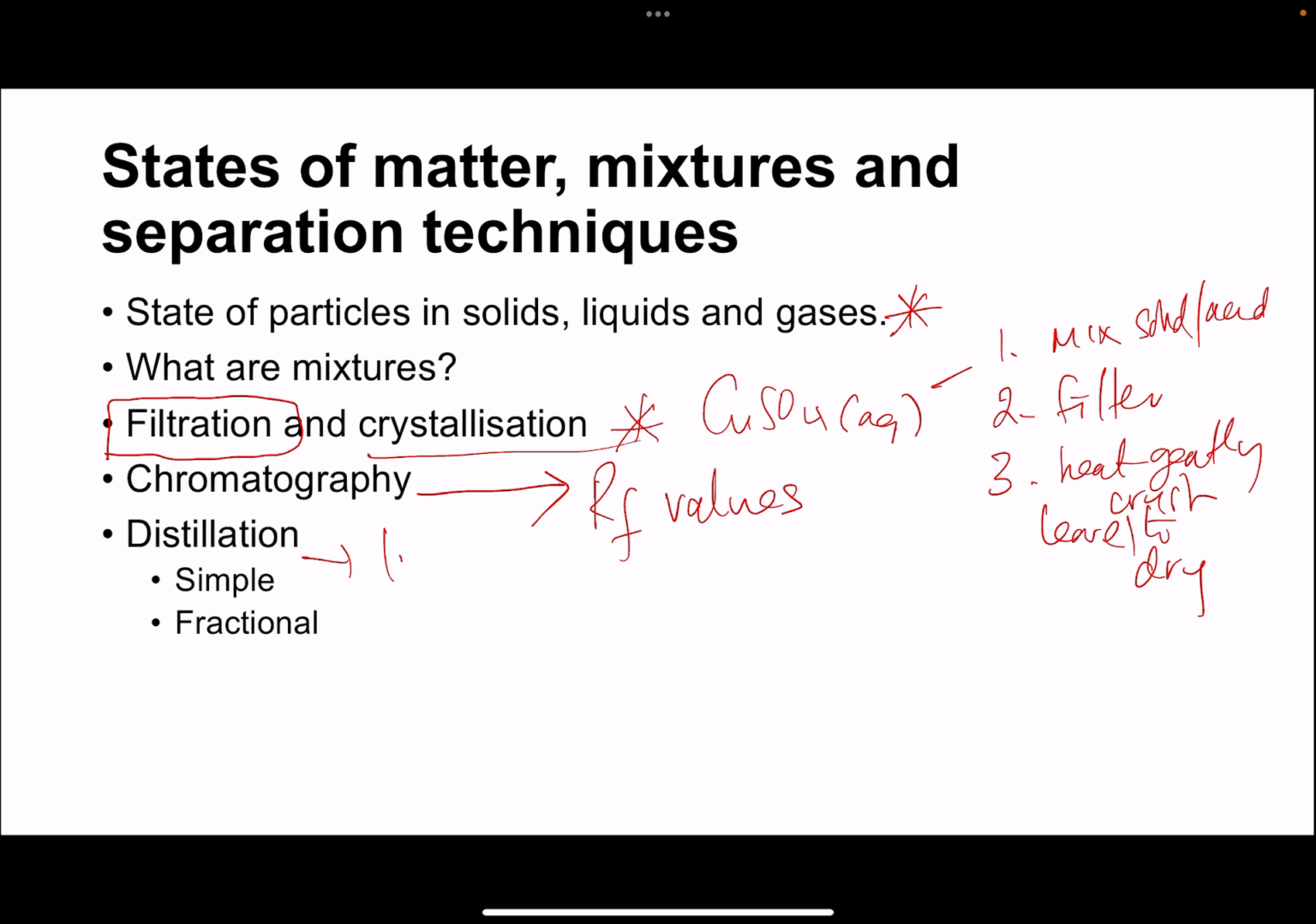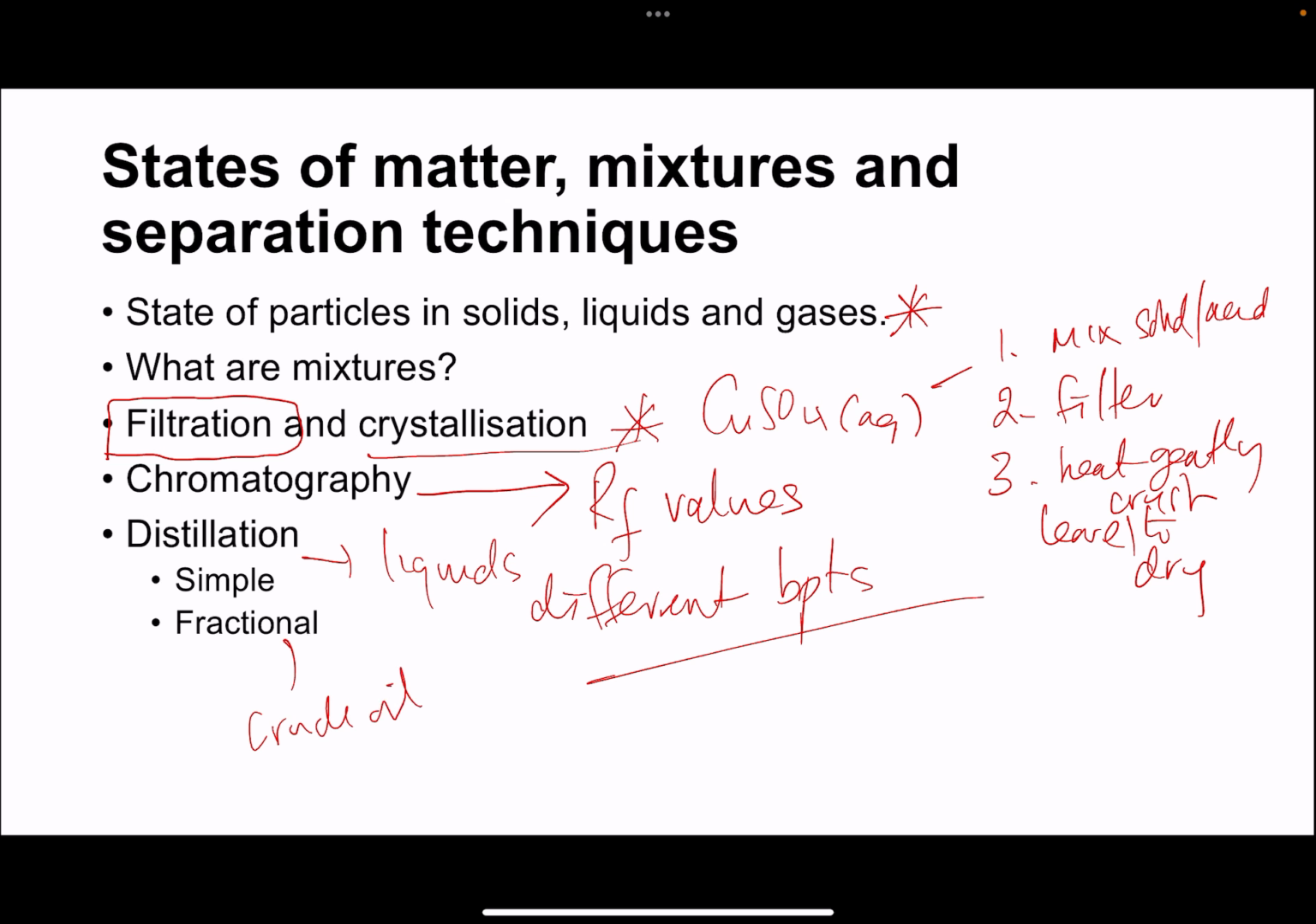Distillation is the separation of liquids of different boiling points. Simple distillation I describe as a mixture of two liquids. Fractional distillation, like crude oil, is a mixture of 3, 4, 5, 6 liquids which have different boiling points, and they will be collected at different boiling points. Fractional distillation of course is a much more accurate and much better way of separating.